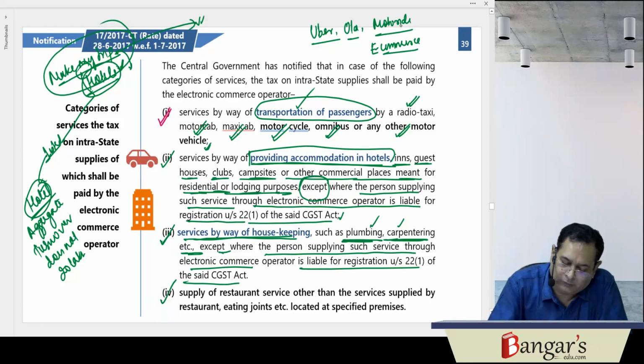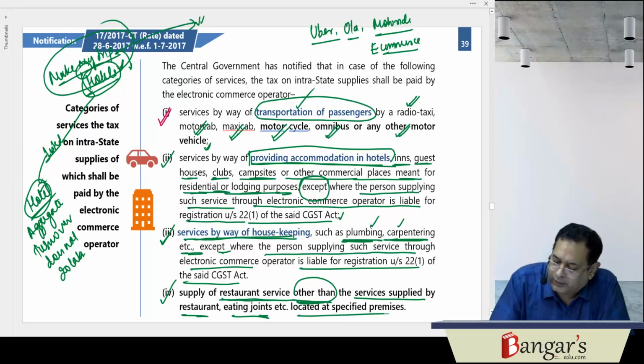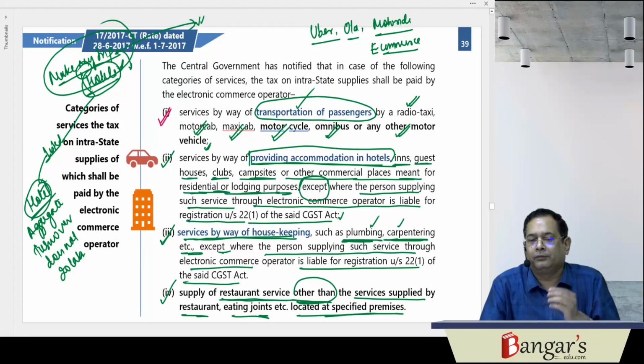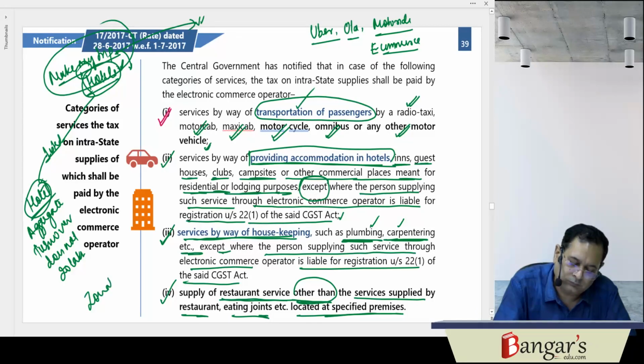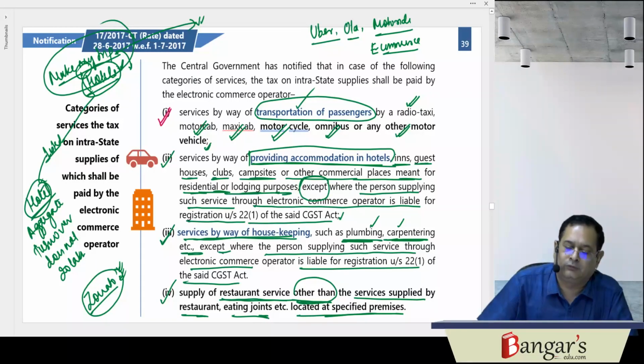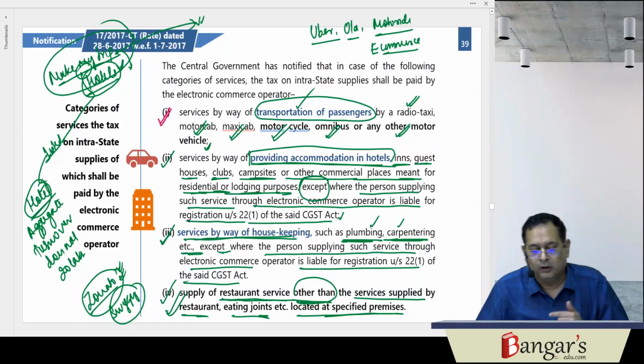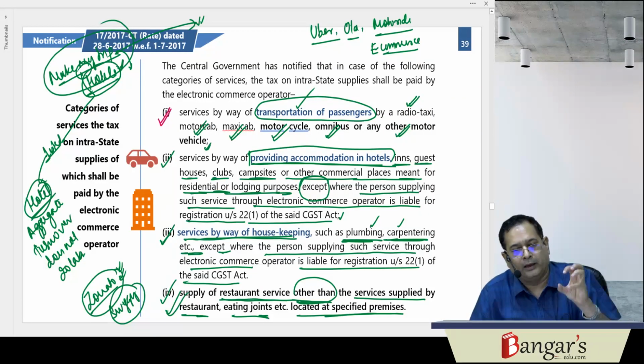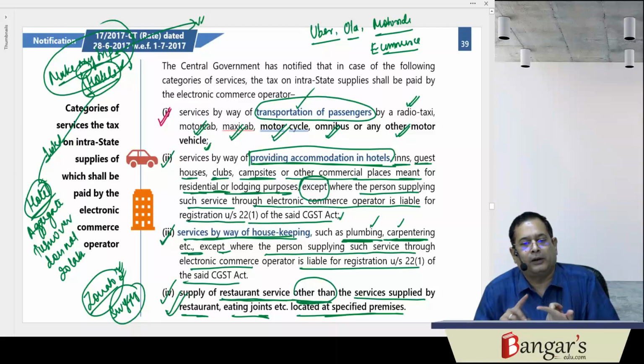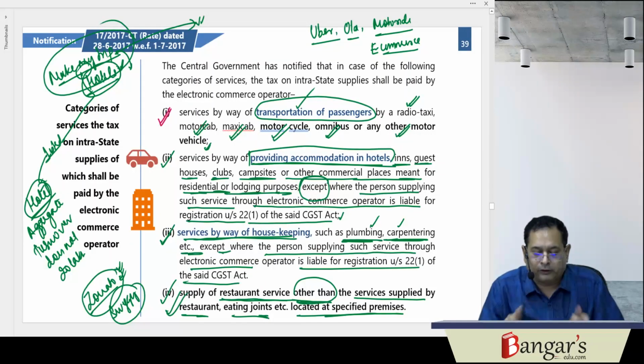Then next is what? Supply of restaurant service. This has been added. Supply of restaurant service other than the services supplied by restaurants, eating joints located at specified premises. Now say we are having ZOMATO. We can take the meals from this, availing the services of ZOMATO, SWIGGY, etc. Now here, these are what? The e-commerce operator. So they will be what? Liable to pay the tax. That is supply of restaurant services other than services supplied by restaurants, eating joints, etc., located at specified premise.